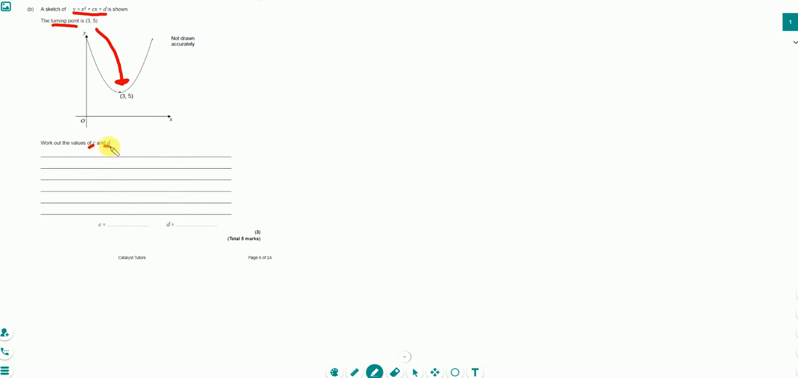Well, what this is really asking you, and the clue here is turning point, is that there are two ways of finding a turning point, and one of them is by completing the square. So for example, over on this side, if I had an equation given to me and I'd completed the square, and I'd got (x minus 5) squared plus 10.